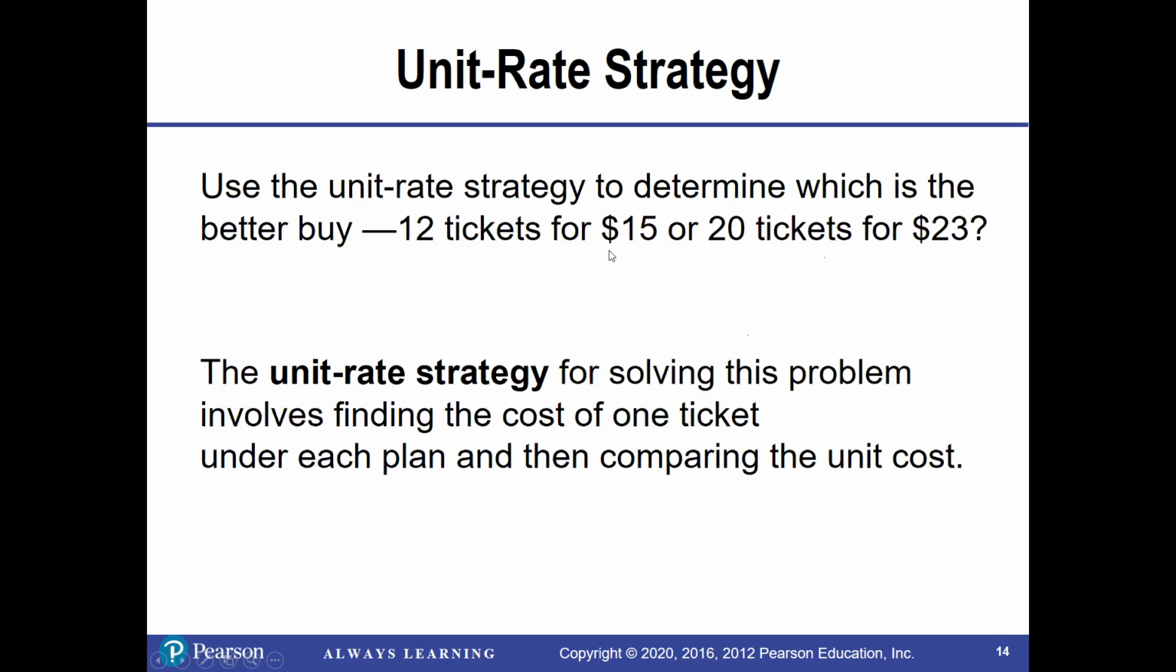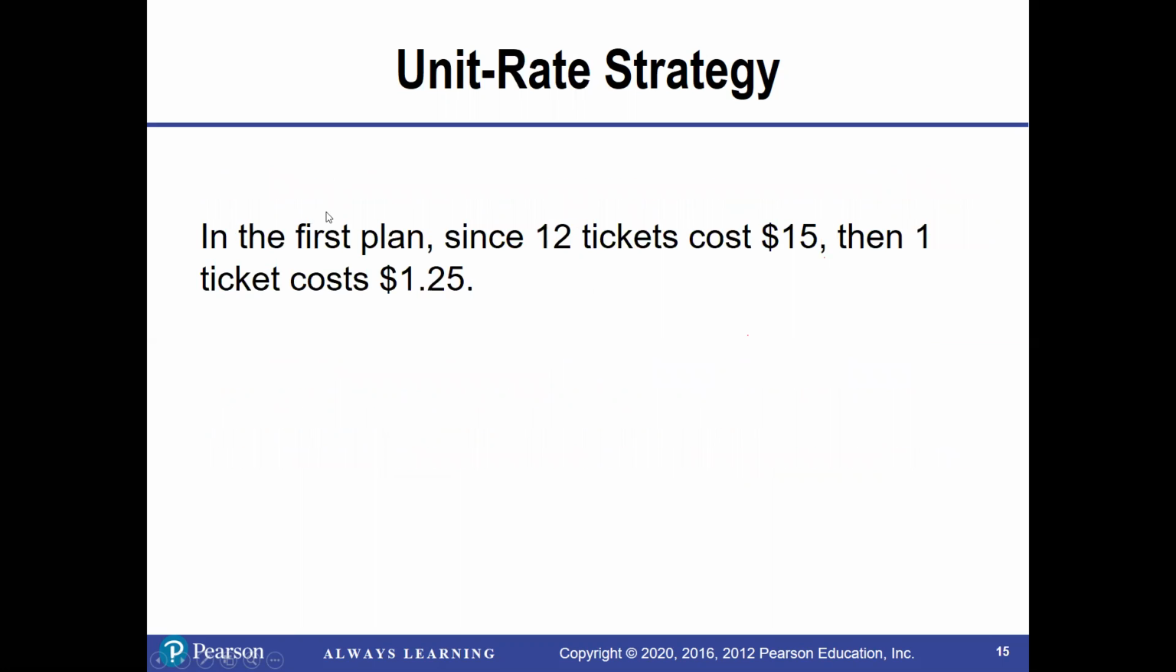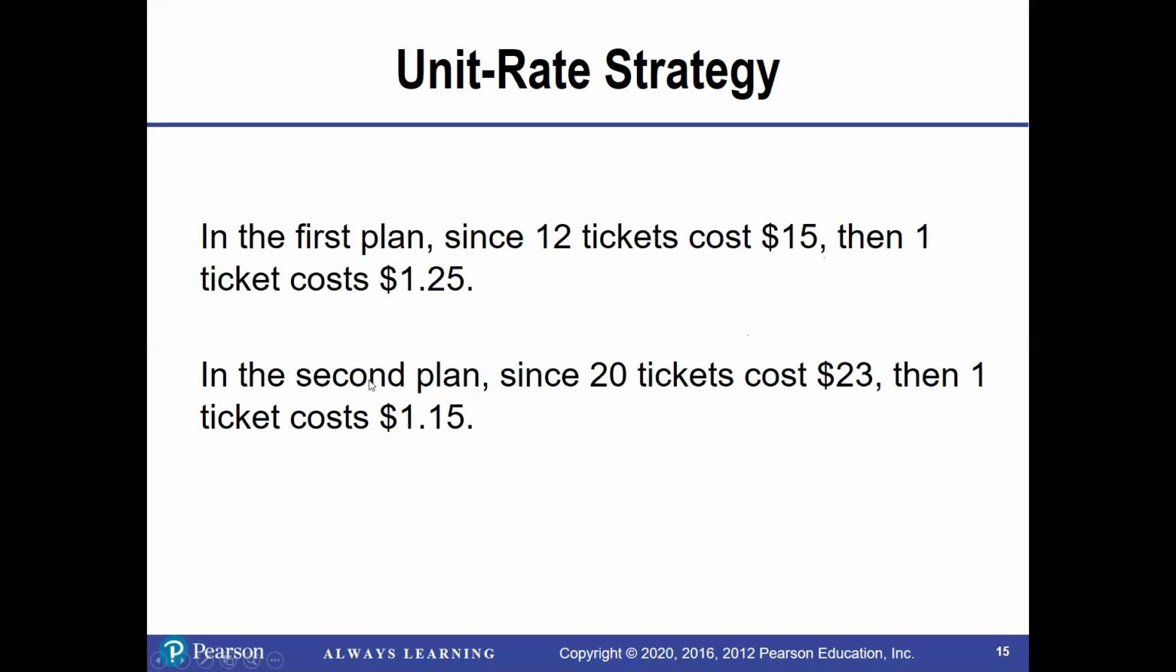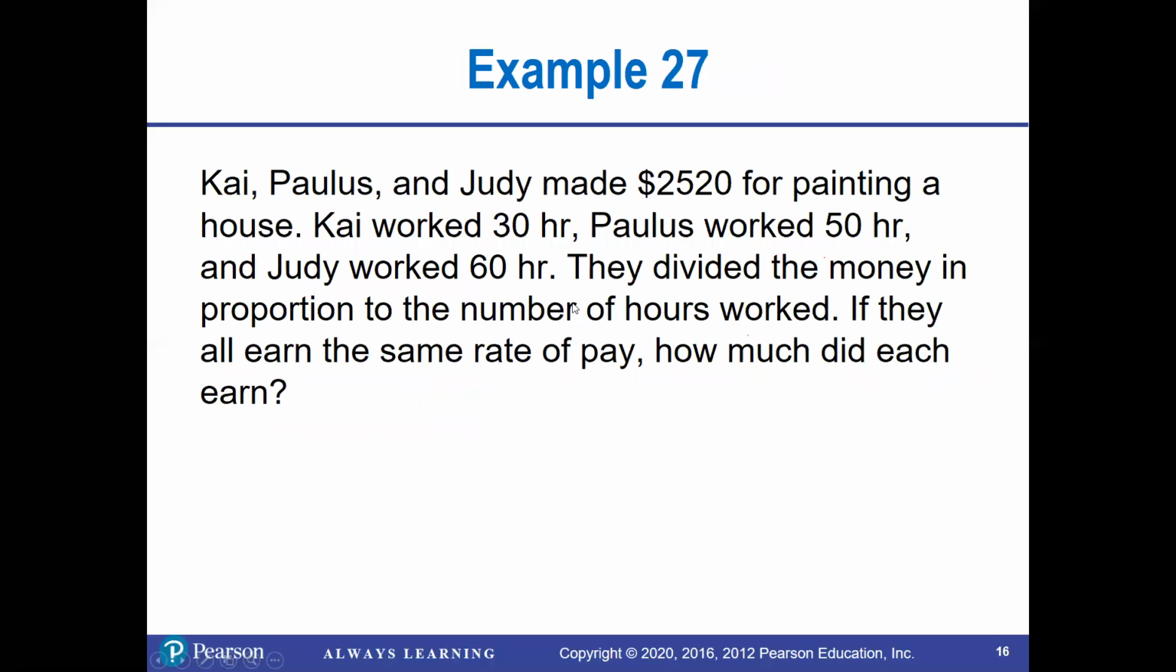So if we take the 12 tickets and divide, the 15 divided by the 12, each one's going to cost $1.25. If I take the 23 and divide by 20, you're going to get $1.15, which again makes the second plan the better deal. So one's using multiplication, one's using division. And you see that in HEB all the time.